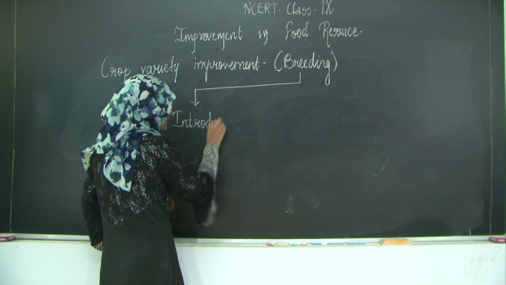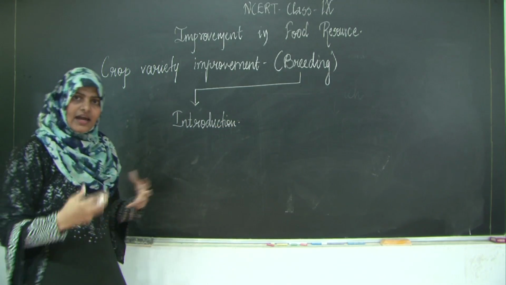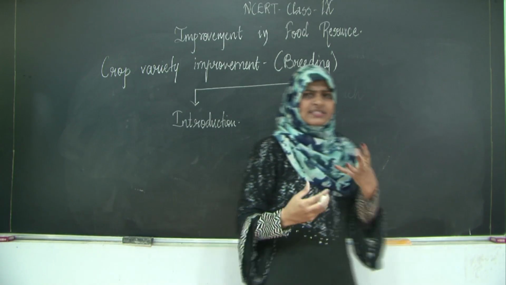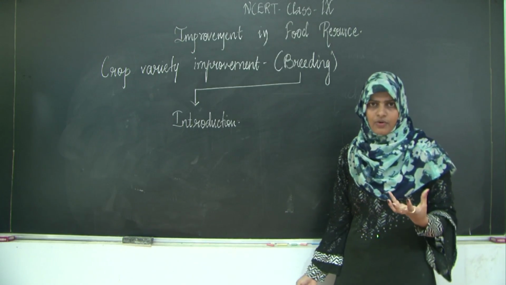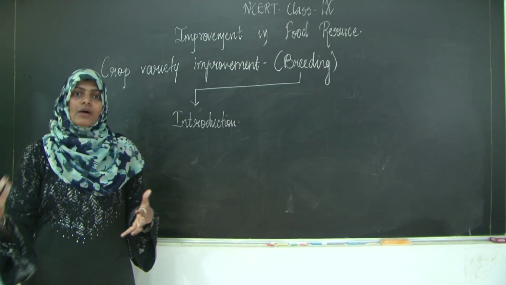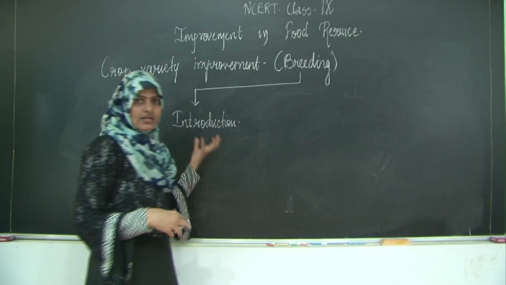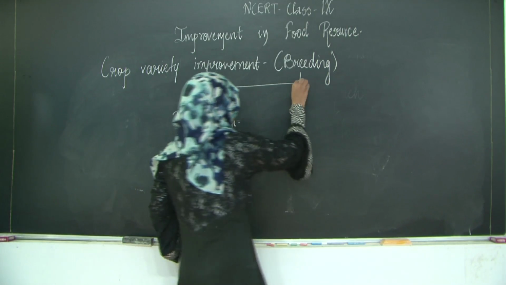In this, different seeds are collected and brought. If I get a seed which can give me more carbohydrate, I'll collect it. A seed which gives me more protein, I'll collect it. The one which can grow in different temperatures, I'll collect it. So introduction is where I collect the seeds.